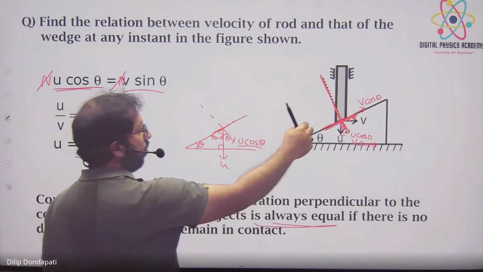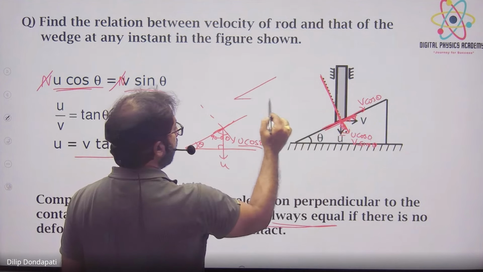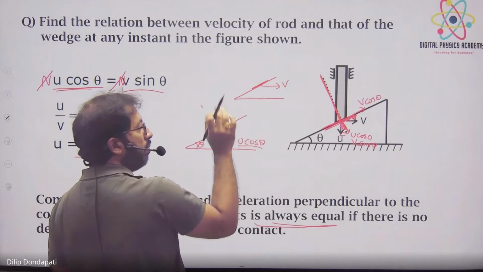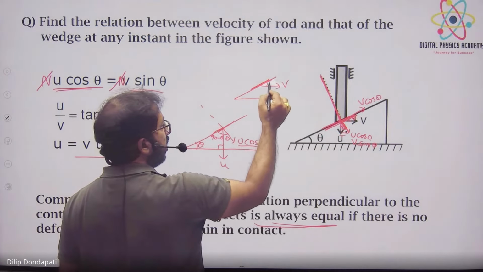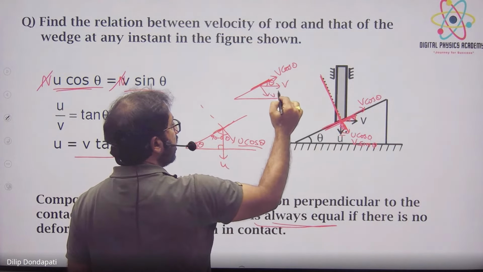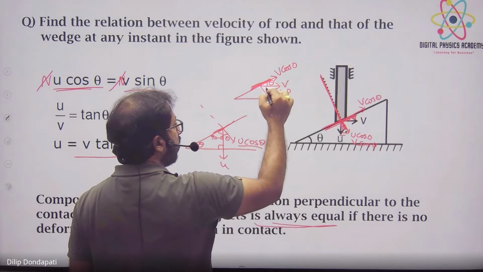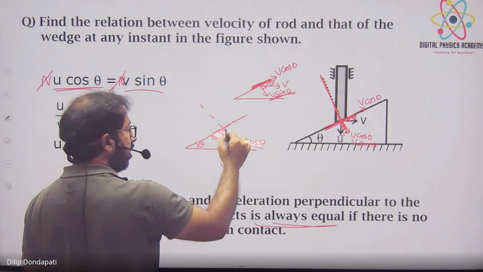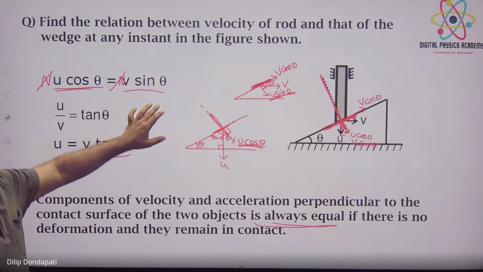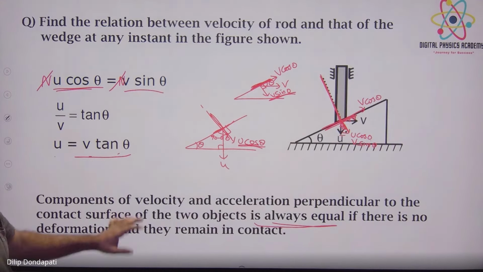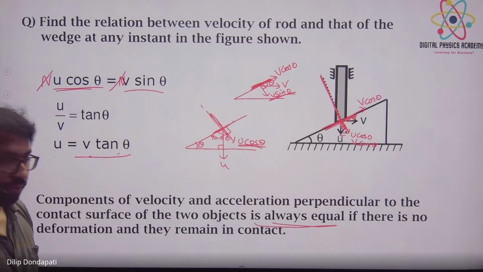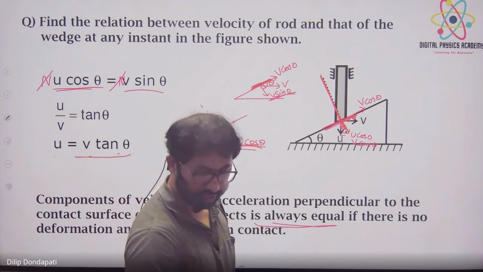Now we'll calculate v separately. This is v, right? I want to calculate the component which is perpendicular to this surface. This is theta. This component is v cos theta, and its perpendicular component is v sin theta. The component perpendicular to contact is v sin theta, and the perpendicular component of u is u cos theta. Both are equated, always equal. So when you equate, you will get u is equal to v tan theta. Understood? Yes. So constraint motion is completely done.